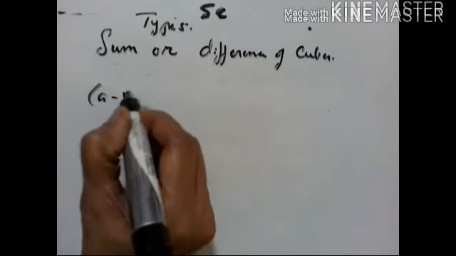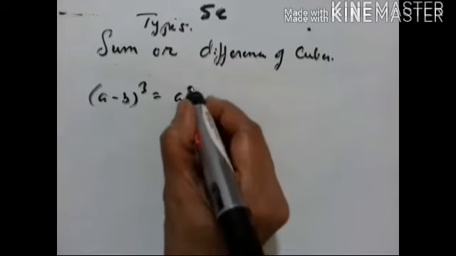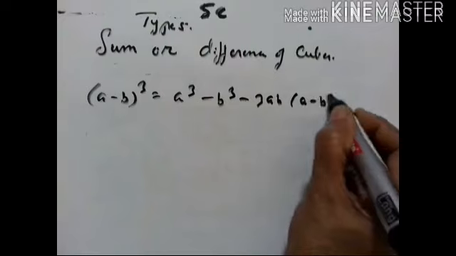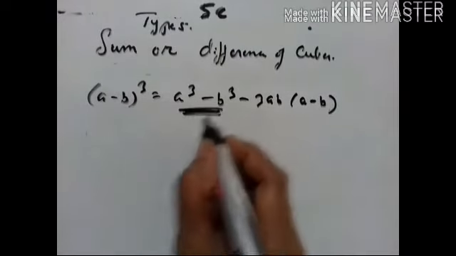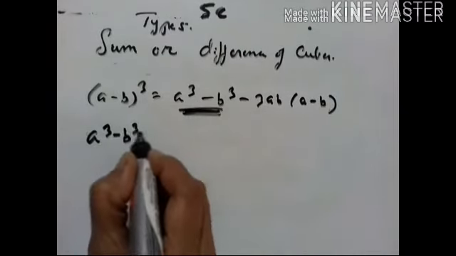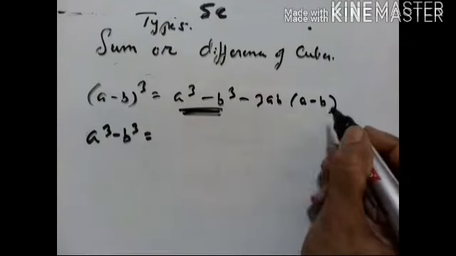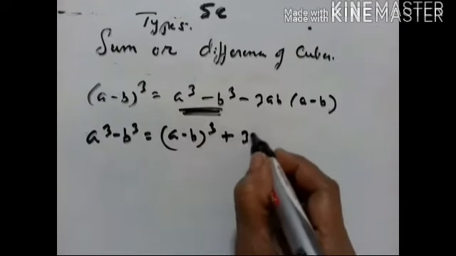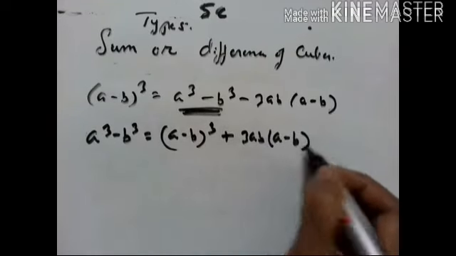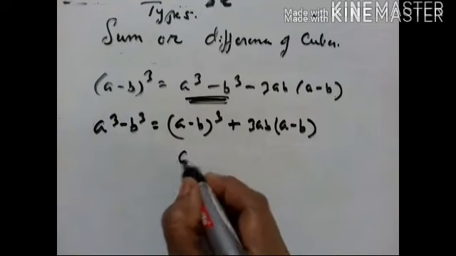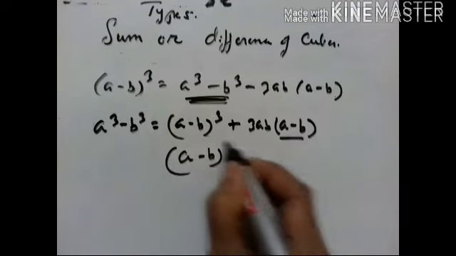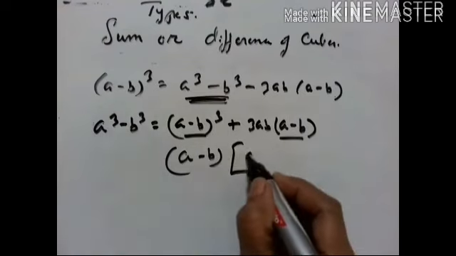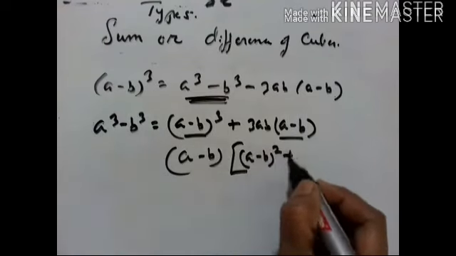Similarly, for (a - b) cube, the formula is a cube minus b cube minus 3ab into (a - b). If you want a cube minus b cube, then minus 3ab into (a - b) is transposed to the other side. So (a - b) cube plus 3ab into (a - b). (a - b) is common here. What is left inside is (a - b) square plus 3ab.